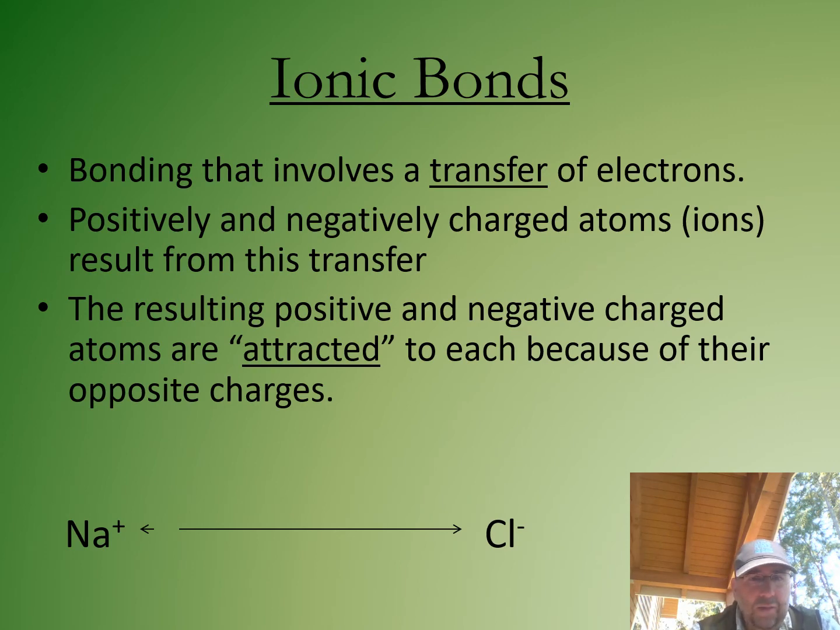Remember that the ionic bond is the complete transfer of electrons from one atom to another, because in this case the chlorine's pull is far greater on the electrons than the sodium's.